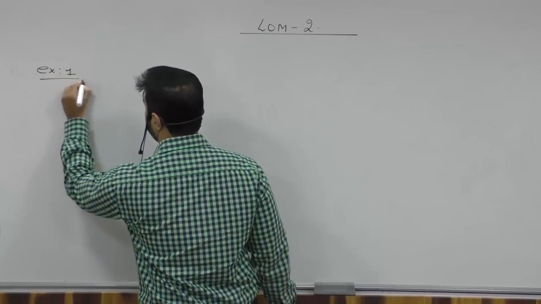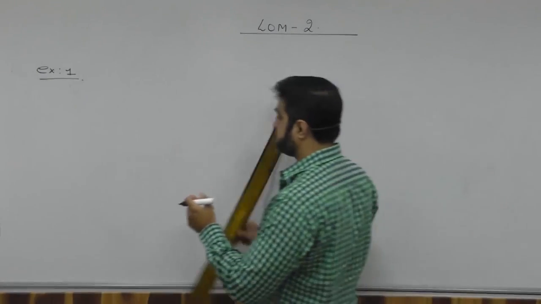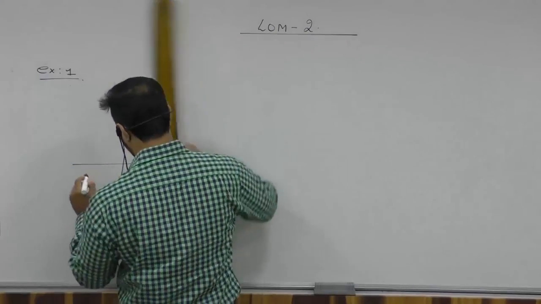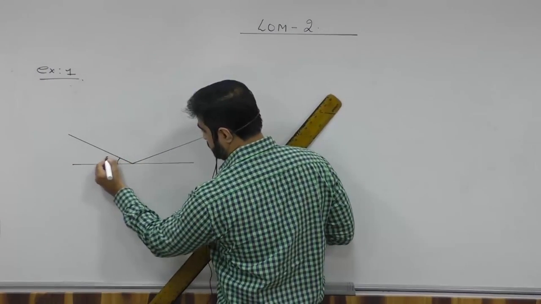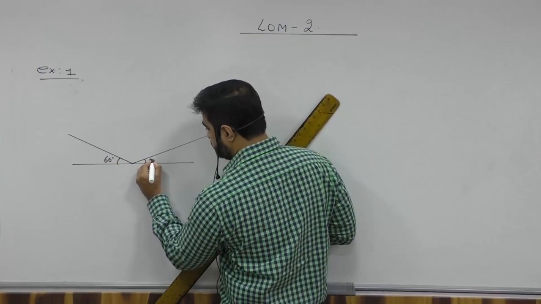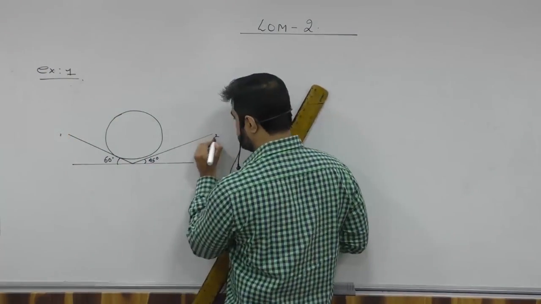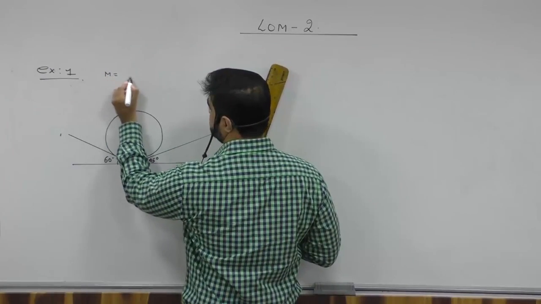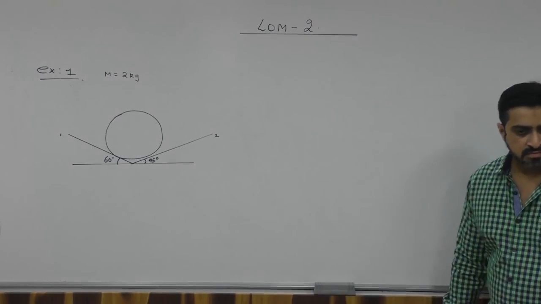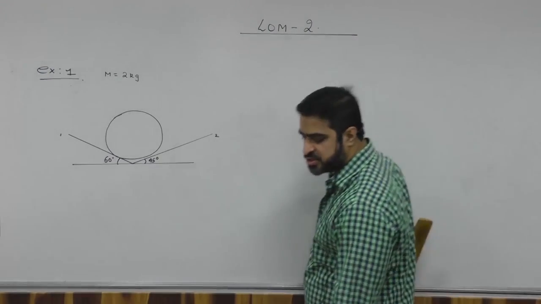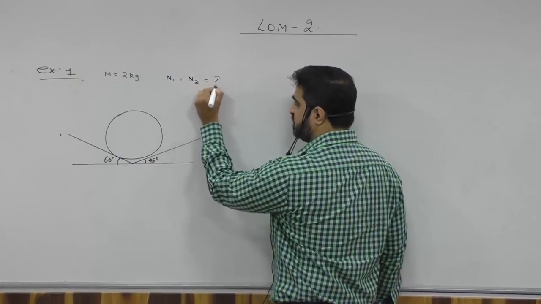Example 1. Let's look at this. 60 degree and this is 45. This is 1 and this is 2. And the mass is given as 2 kg. How many normal reactions are there? 2. N1, N2 is equal to how much? Don't know.